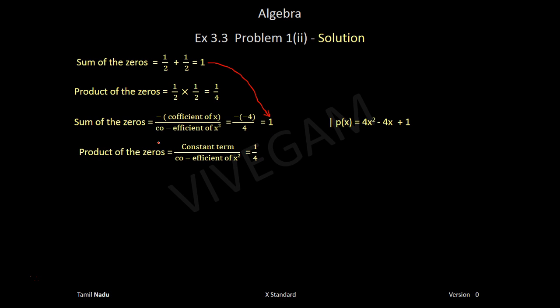Next, the product of the zeros. What is the product of the zeros? We already have it as a quarter, and that is the constant term divided by the coefficient of x squared. What is the constant term? 1. The coefficient of x squared is 4, so it is 1 by 4, and you can see the product of the zeros is also proven.